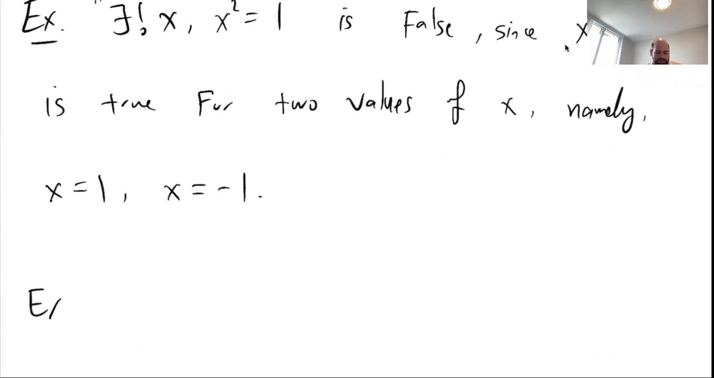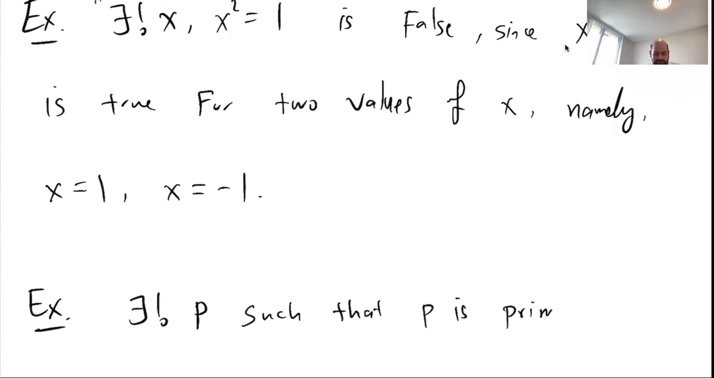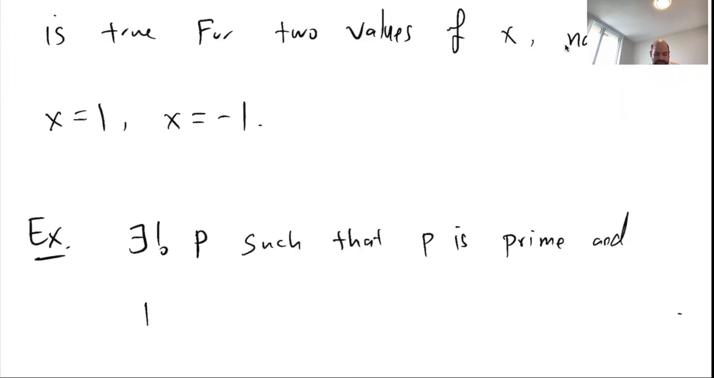For another example, let's say there exists a unique number P such that P is prime and P is even.